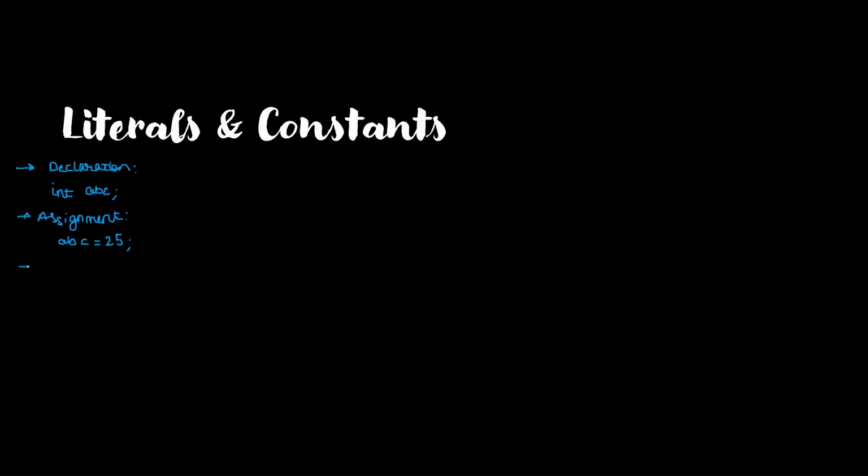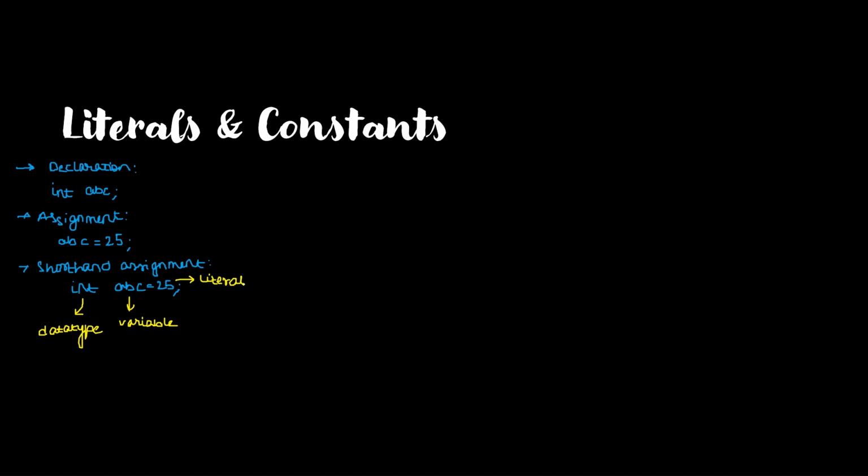Now there is something known as shorthand assignment, where you put declaration and assignment in the same line. How that happens is really simple. You just write int ABC is equals 25. Now let's identify the tokens that we see here. This one is the data type definitely, and this is a variable name, and this particular value, that is 25, is a literal.